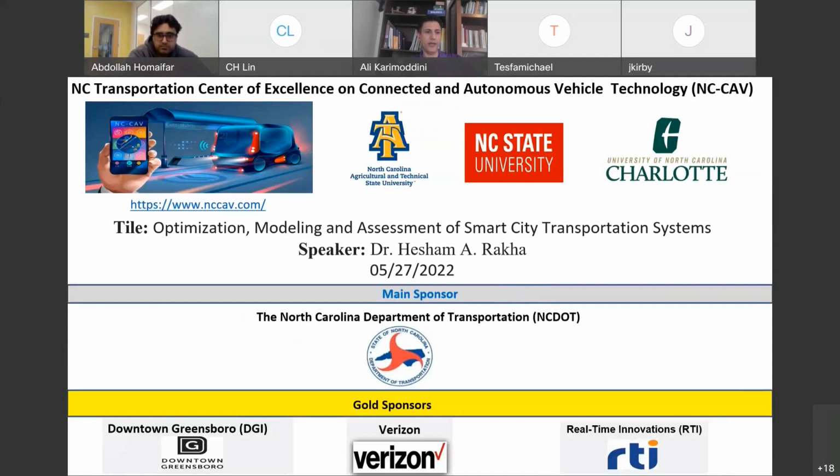Dr. Rakha is the Distinguished Professor of Engineering in the Department of Civil and Environmental Engineering and a courtesy professor in the Department of Electrical and Computer Engineering. He is the director of the Center for Sustainable Mobility at Virginia Tech Transportation Institute. His research focuses on large-scale transportation system optimization, modeling, and assessment. He works on optimizing transportation systems operation, including vehicle routing, developing various network and traffic signal control algorithms, developing freeway control strategies to reduce their energy consumption while ensuring their safety.